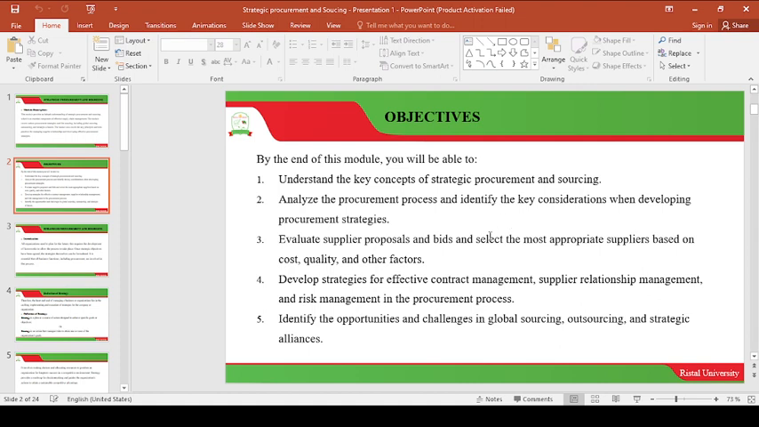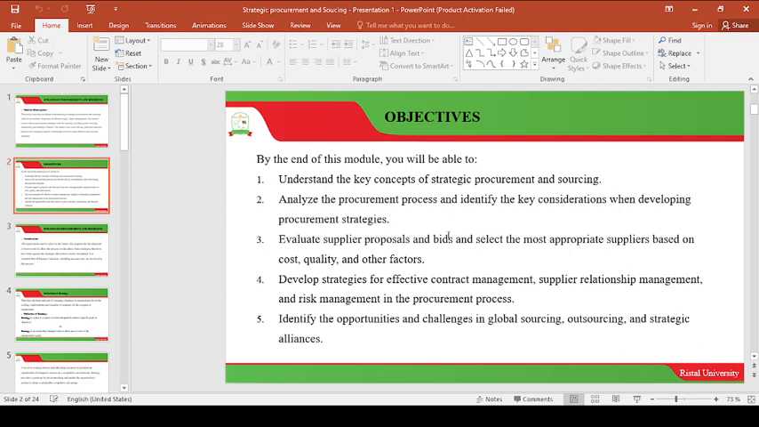You will also be able to develop strategies for effective contract management or supplier relationship management and risk management in the procurement process. Lastly, you will also be able to identify the opportunities and challenges in global sourcing, outsourcing, and strategic alliance.